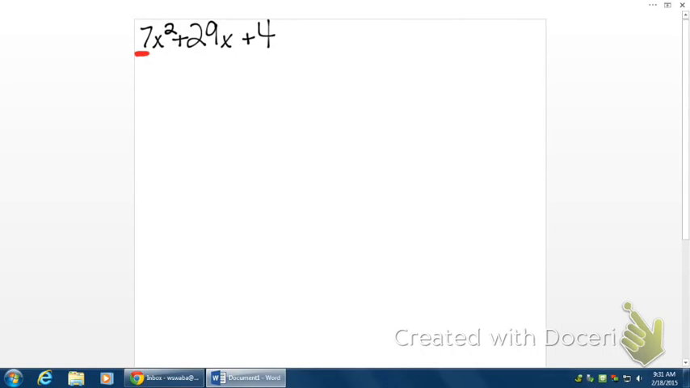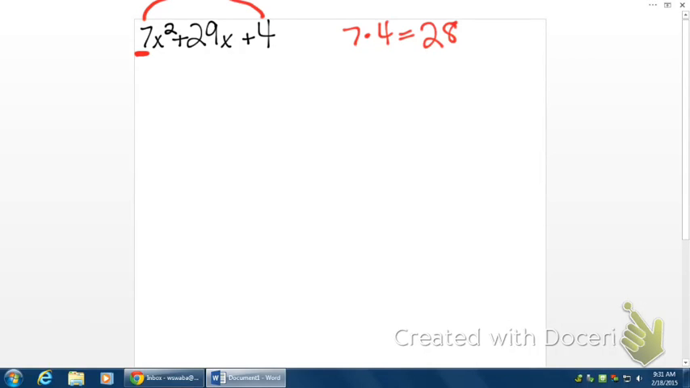Now, because we have a number in front of that x squared, the only way we can factor it out is by multiplying the first number times the last number. So we're going to multiply 7 times 4. So I'm going to come over to the side. I'm going to multiply 7 times 4, and that's going to give me 28.